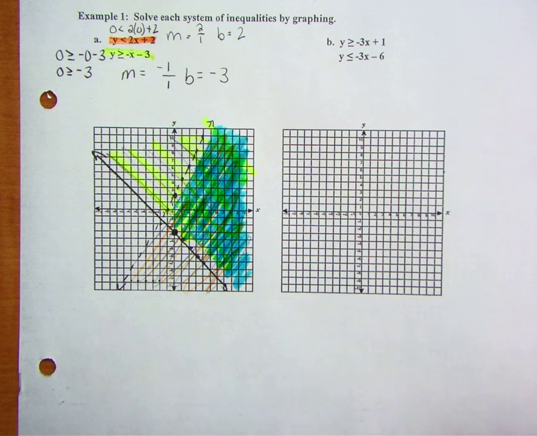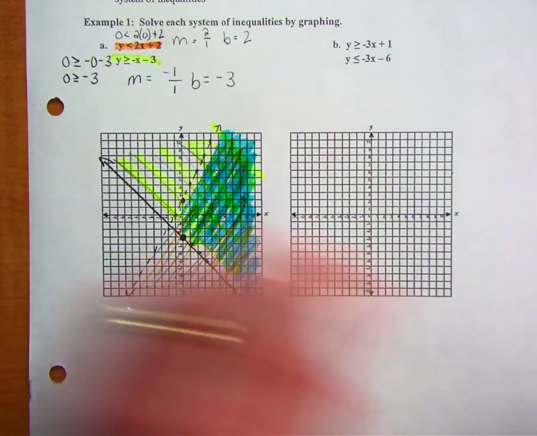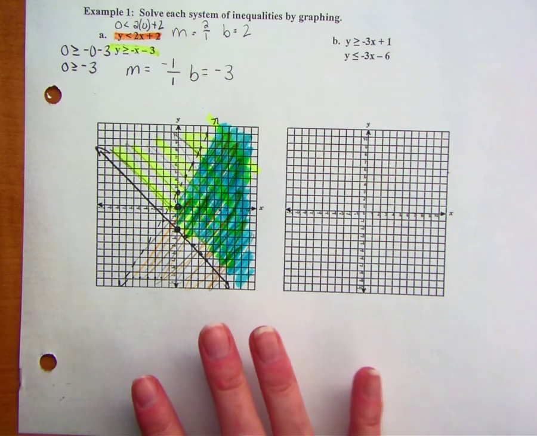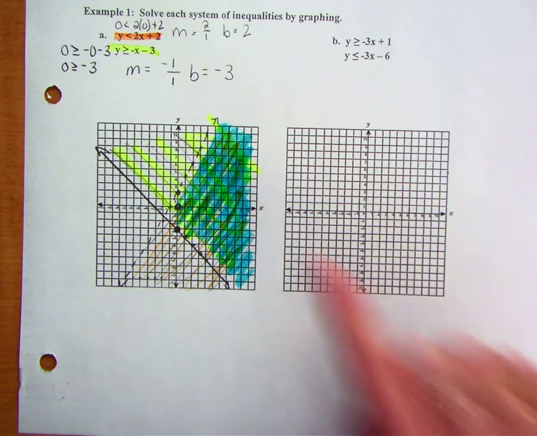If I want to find a point that works for both equations, it needs to be within this region, and we know that one point is 0, 0 since we tested it. 0, 0 worked for both, so we know that that's a point in our region. Questions on that? So the solution is anything in that shaded area.